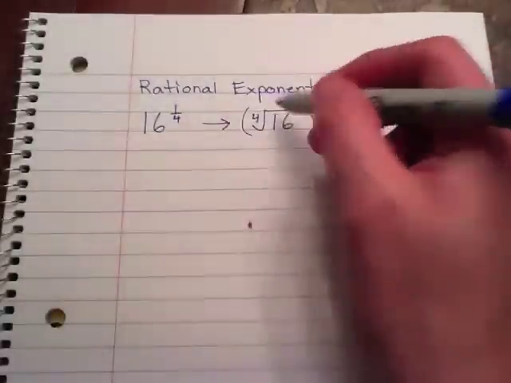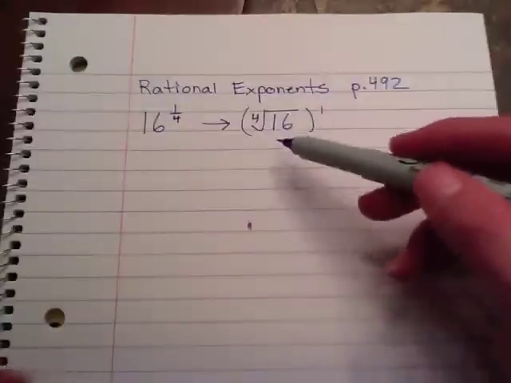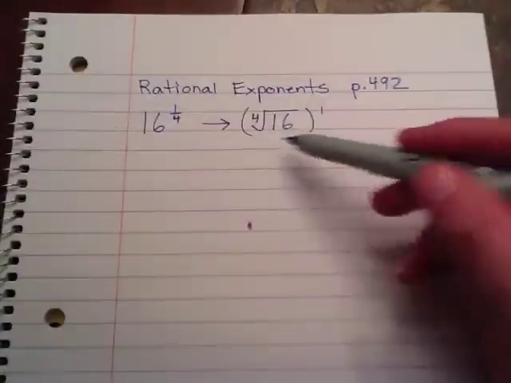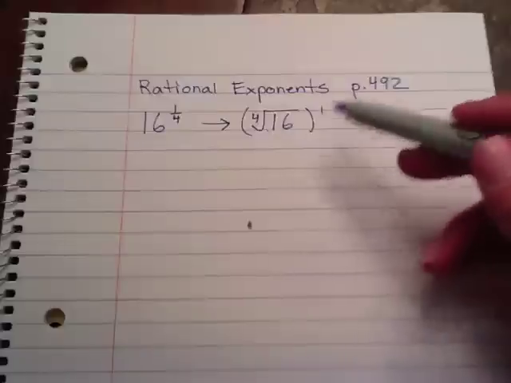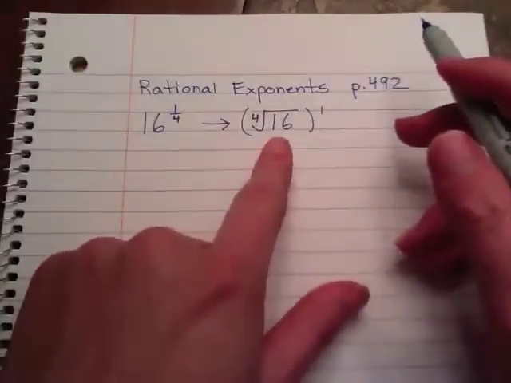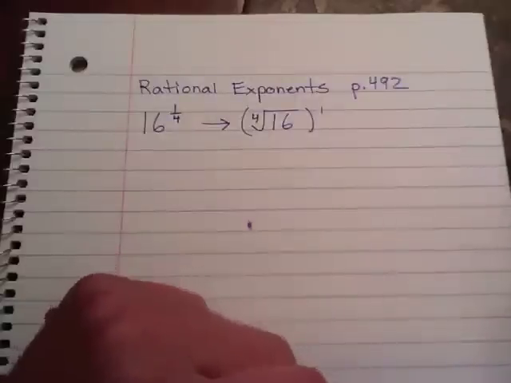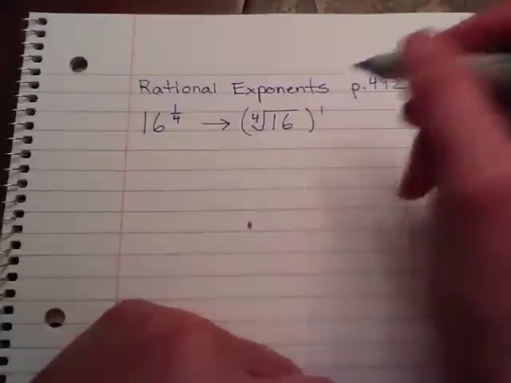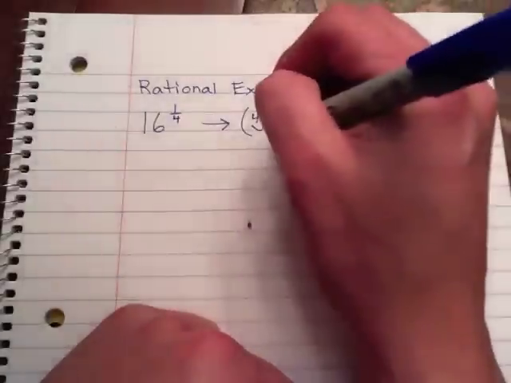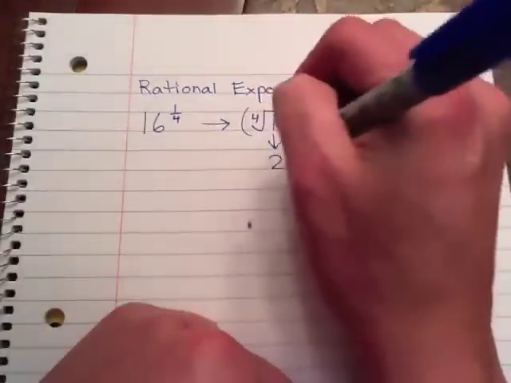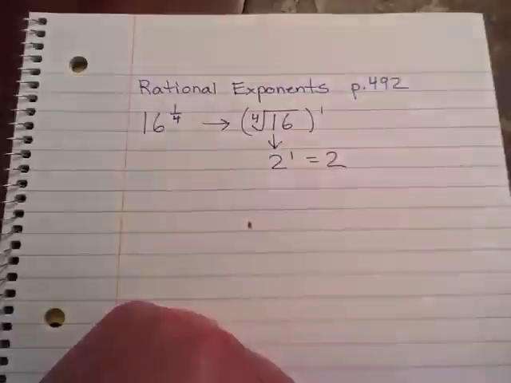So now what you have to do is we've been taking square roots and we've been taking cubed roots. Now you're looking at the 4th root. So you have to figure out what number times itself 4 times gives you 16. And if you stop and think about it for a minute, that was 2. So we have 2 to the 1st power, which equals 2.